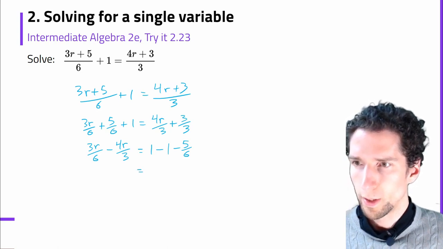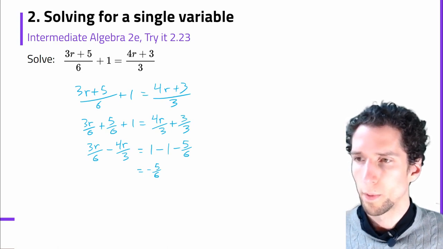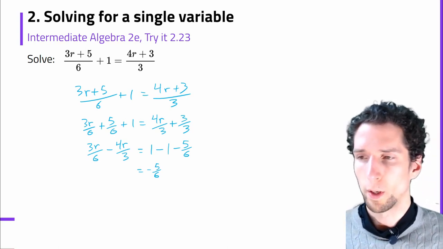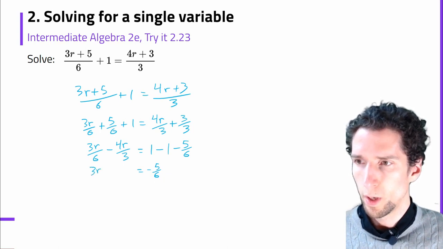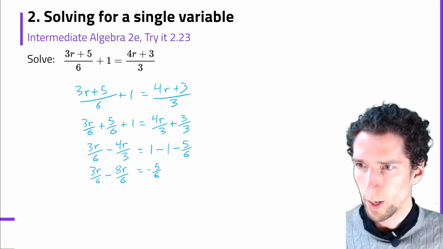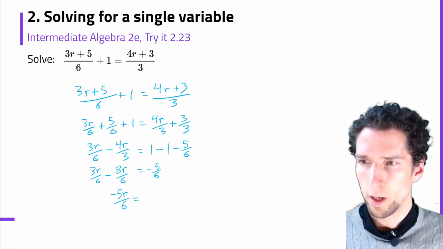Okay, so the right side is just negative 5 over 6, and on the left side we will need to change the denominator to our lowest common multiple, which will be 6. So 3r over 6 minus 8r over 6. Now we can subtract those directly, and we will get negative 5r over 6 and negative 5 over 6.